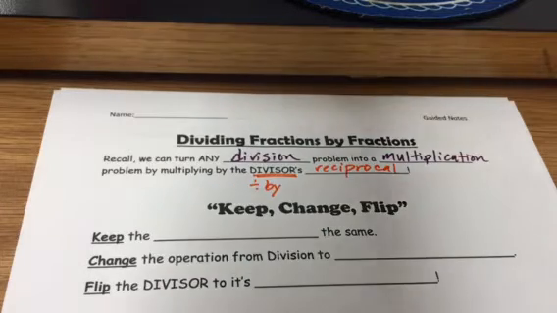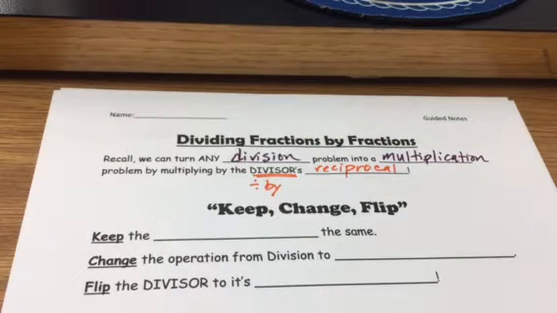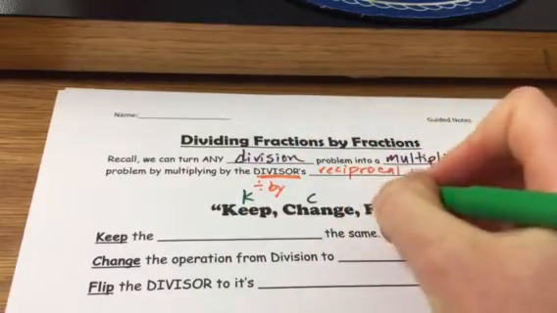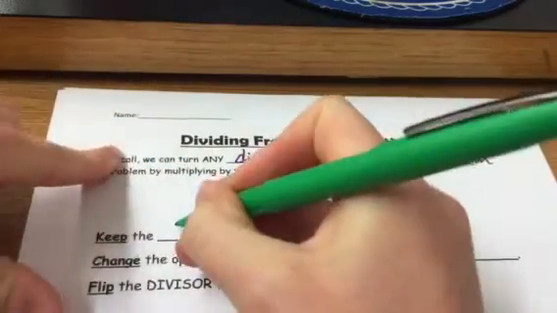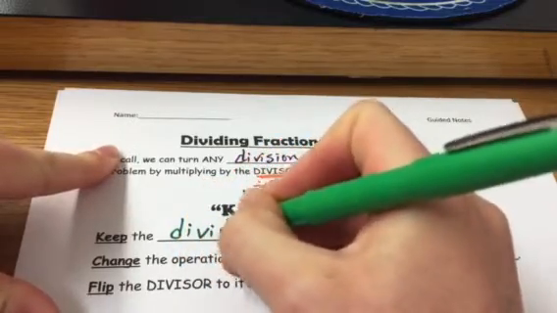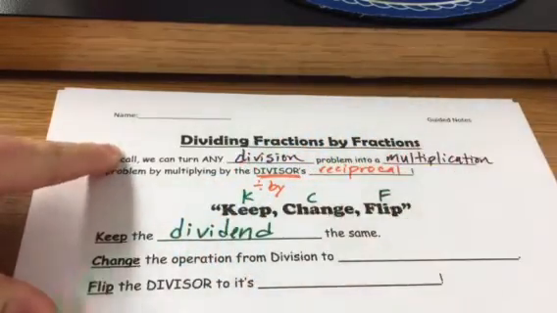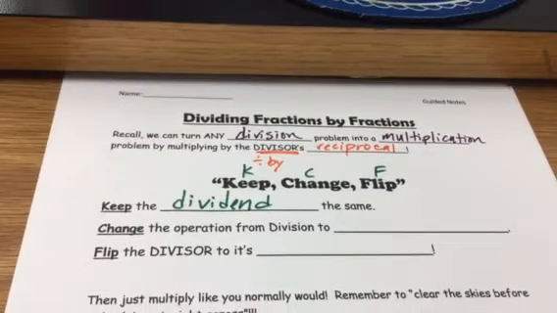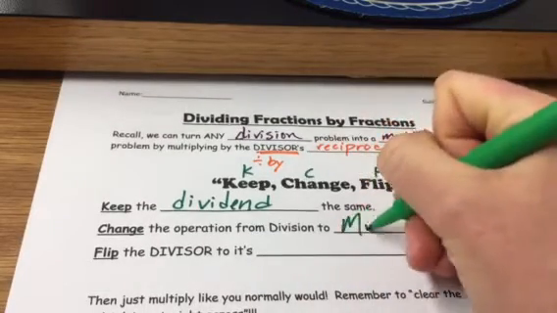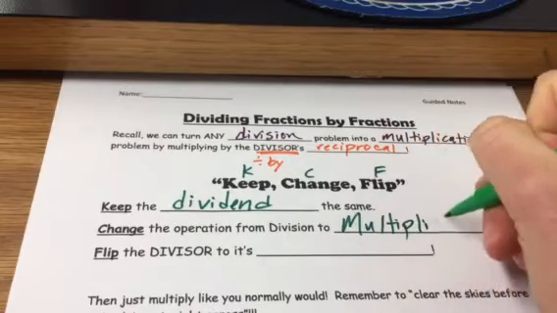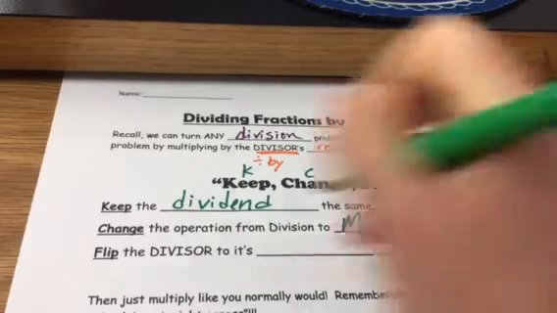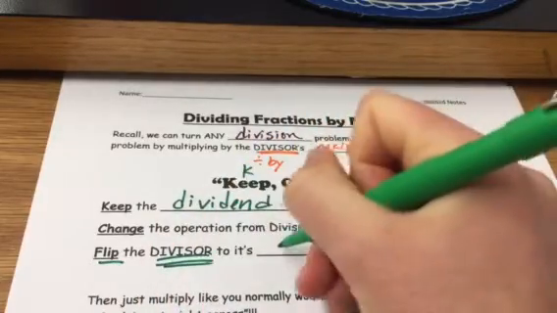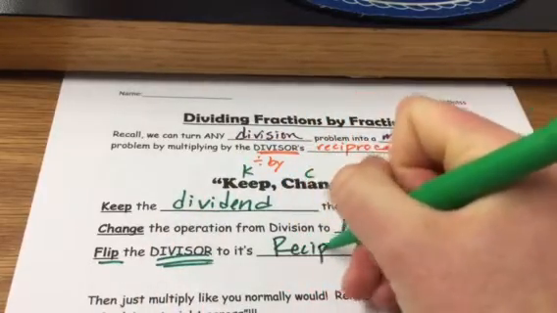So our little saying to help us remember the order in which we do this is keep, change, flip, KCF. You keep the dividend the same. So you keep that front number the same. You leave it alone. Change the operation from division to multiplication, and flip the divisor. Notice the divisor to its reciprocal.